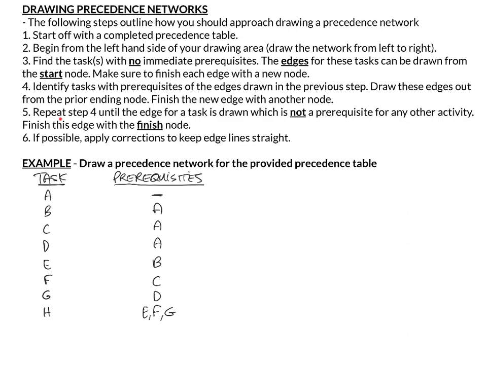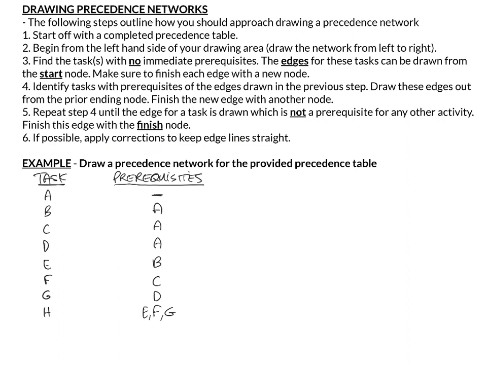Step 5, repeat step 4 until the edge for a task you've drawn is not a prerequisite for any other activity. So when you get to a task that does not serve as a prerequisite for anything else, it's basically the end, it's the last task to be done. So you draw this edge and dot it with the finish node at the end of it. Lastly, if possible, apply corrections to keep edge lines straight.